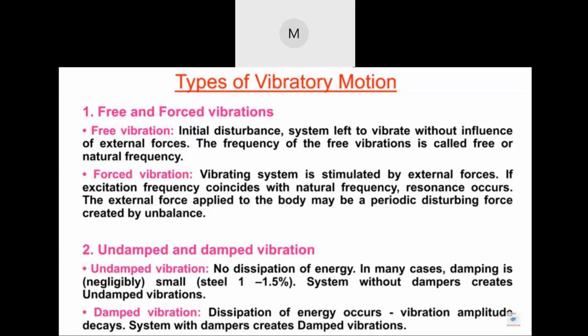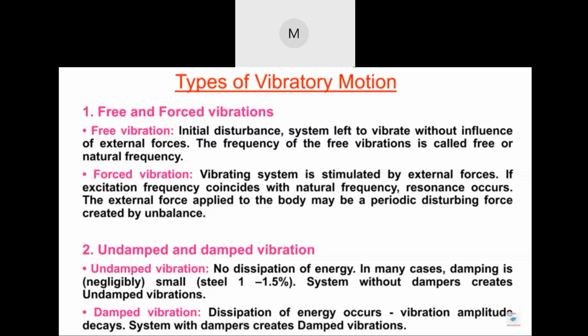Now, a system without dampers creates undamped vibrations. In many cases, the damping is negligible or very small. For steel, it is 1 to 1.5% only. Now, what is damped vibration? When there is a reduction in amplitude of vibration over every cycle, the motion is said to be damped vibration. Dissipation of energy occurs there.